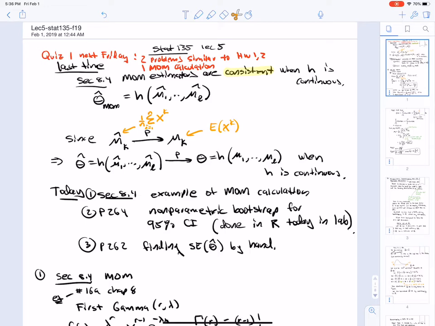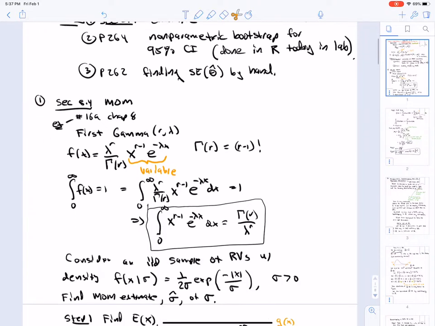So today we're going to cover section 8.4, and I'll show you an example of a MOM calculation, non-parametric bootstrap for a 95% CI, and also how to compute the standard error for an estimate by hand.